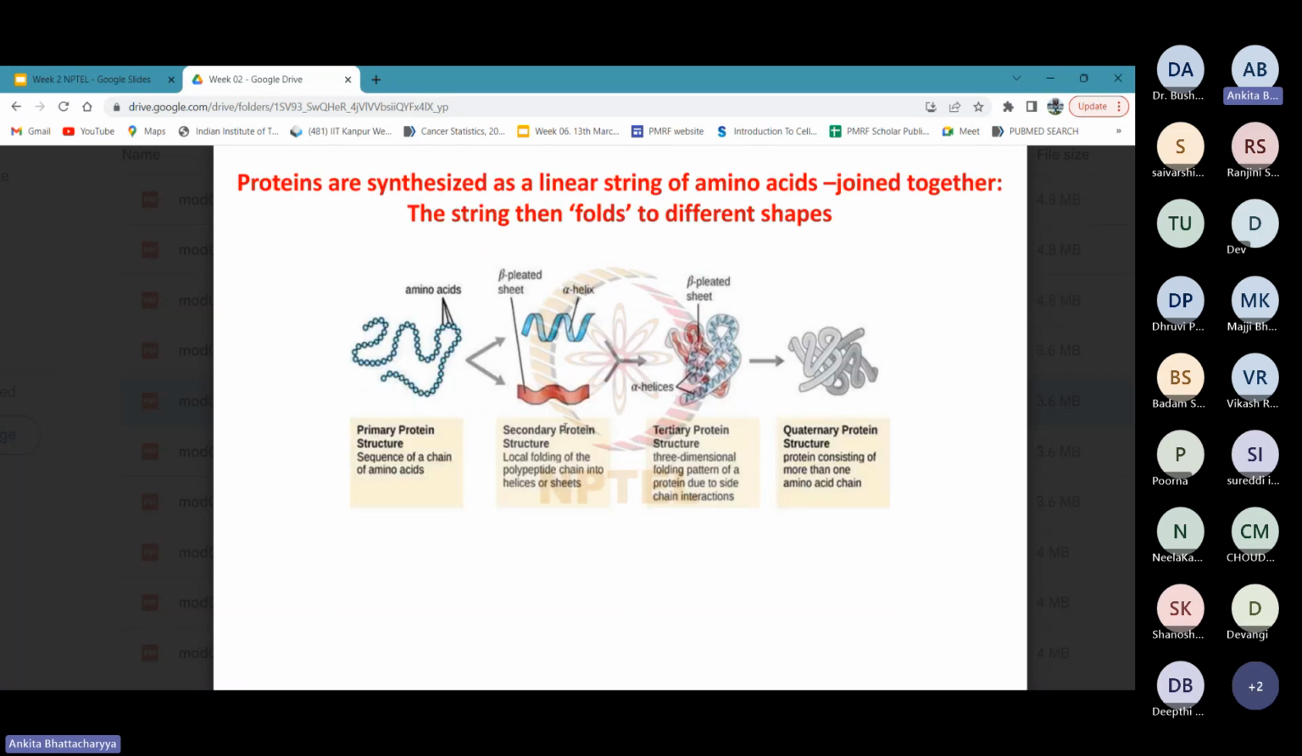Then individually, these secondary structural motifs are able to interact with each other, and they're able to form 3D structures known as the tertiary protein structure. And these tertiary protein structures would then fold among themselves, or associate with each other to form the quaternary protein structure, which has multiple separately folded amino acid chains, which assemble with each other to form the final protein.